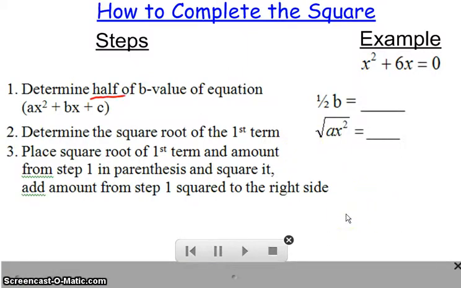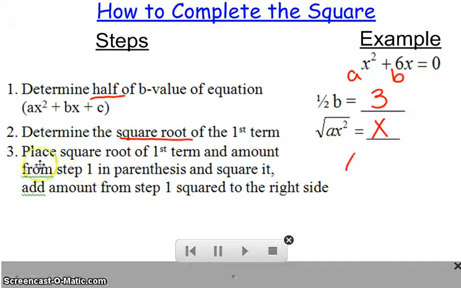All right, first thing we have to do is take half of the b value of the equation. A is always with x squared, b is always with plain old x. And if you think, half of 6 is 3. The second thing we have to do is determine the square root of the first term. The square root of x squared is just plain old x.